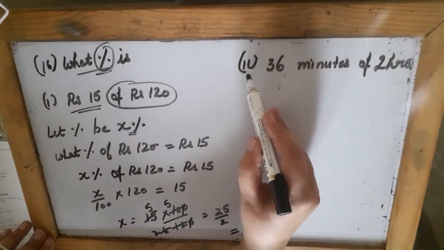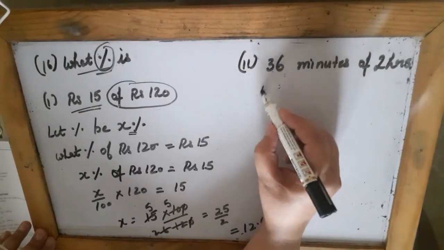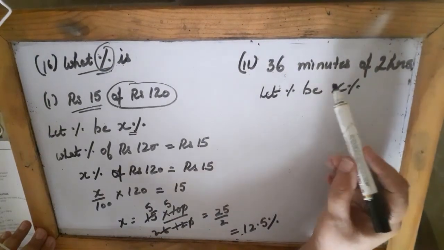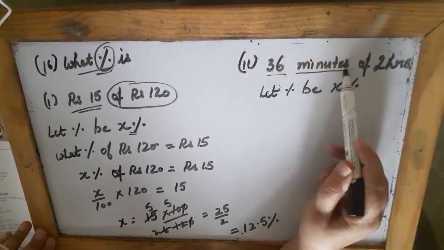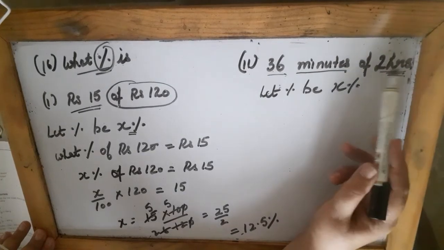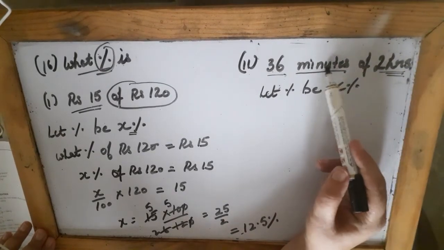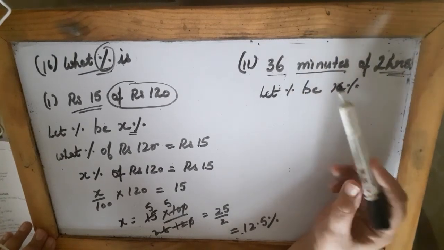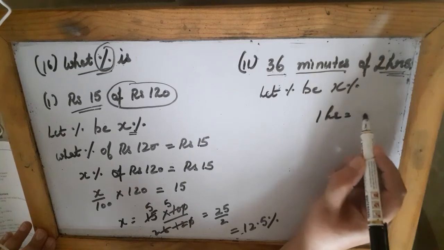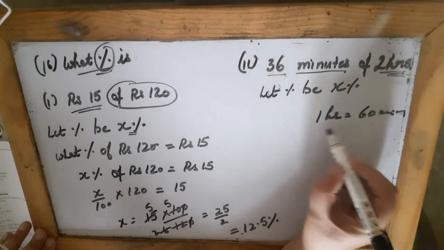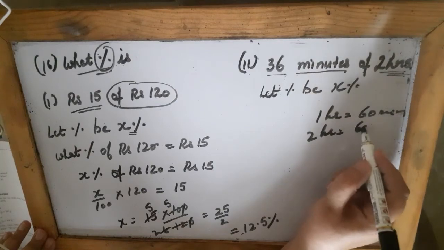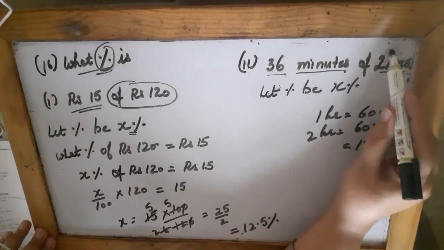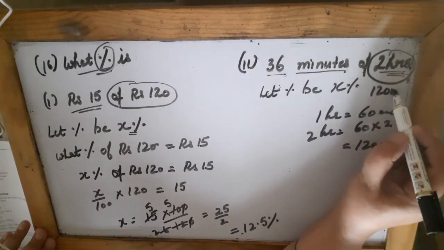Now come to the second part of this. What percentage? I'll say let the percentage be x percent. Now as you can see, this is 36 minutes of 2 hours. So I have to make the units the same first. I cannot find percentages of different units. So 2 hours I can convert into minutes, as I know 1 hour is equal to 60 minutes. So 2 hours will be equal to 60 multiplied by 2, which is 120 minutes.